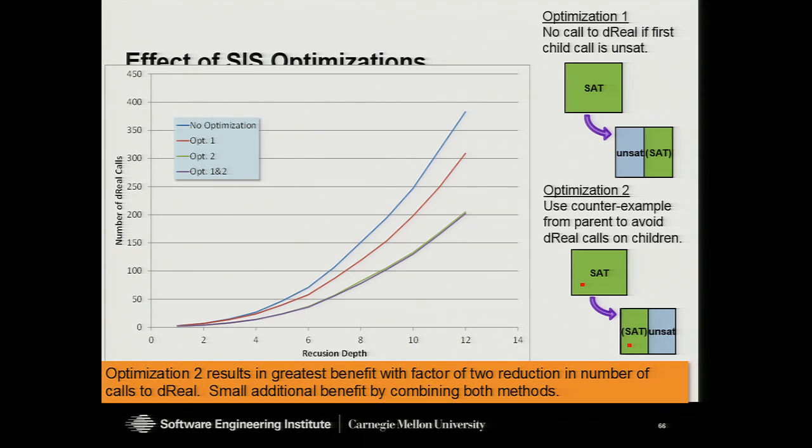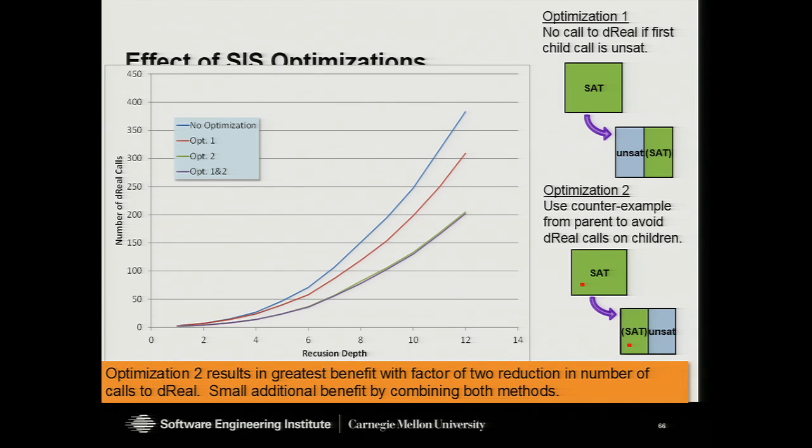In one optimization approach, if our parent call returns SAT, and then we're looking at the two child calls, if the first child call is unsat, then we know that the second half has to be satisfiable. So we can skip our call to DReal and assume that's satisfiable, because the parent says somewhere in that big box is a fault. And we know that the left half doesn't have a fault, so the right half has to have a fault.